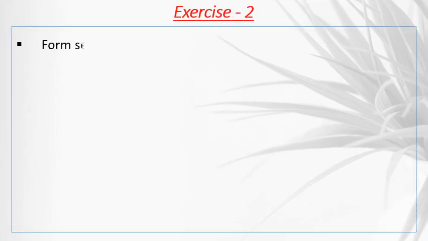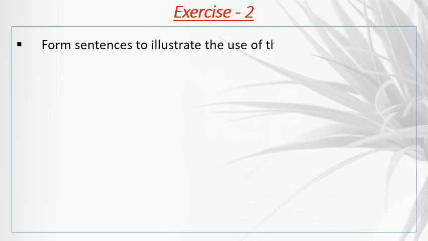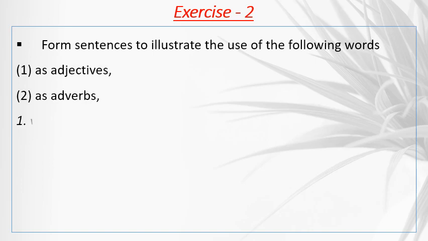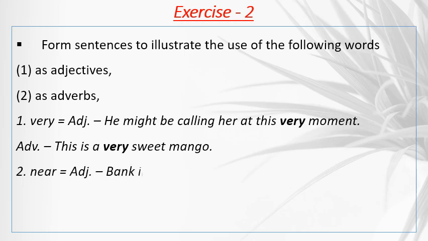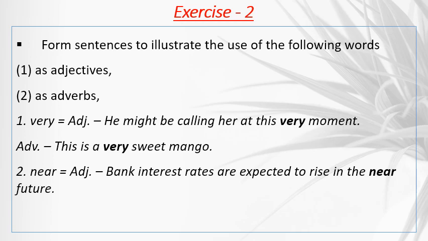So let's see exercise number 2 in detail. Form sentences to illustrate the use of the following words: number 1, as adjectives; number 2, as adverbs. Number 1, very. As an adjective: he might be calling her at this very moment. As an adverb: this is a very sweet mango. Number 2, near. As an adjective: bank interest rates are expected to rise in the near future. As an adverb: winter comes near.